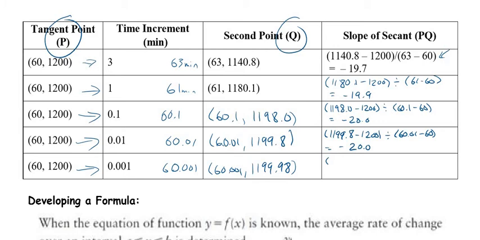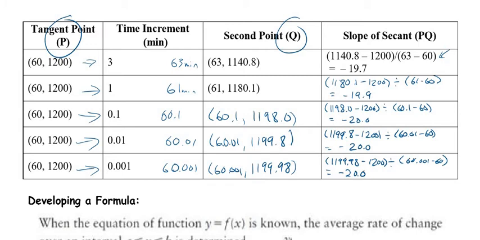And lastly, we have 1199.98 minus 1200, divided by 60.001 minus 60. And we get negative 20.0.